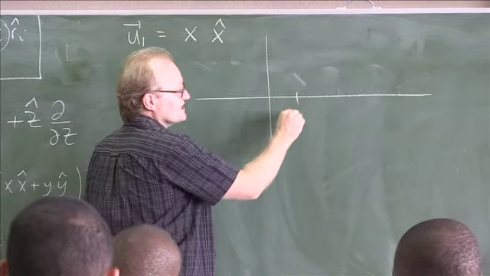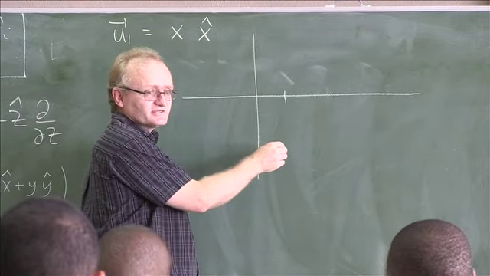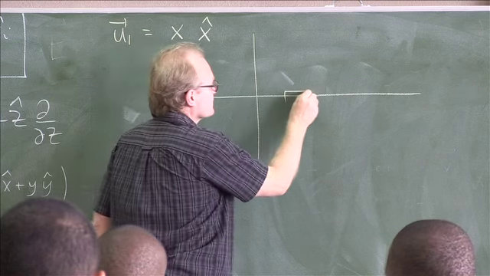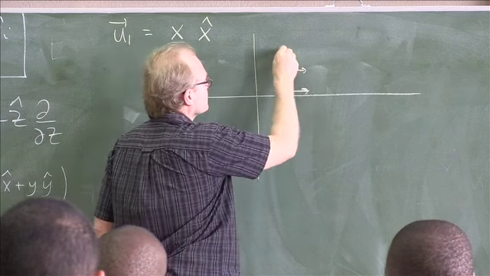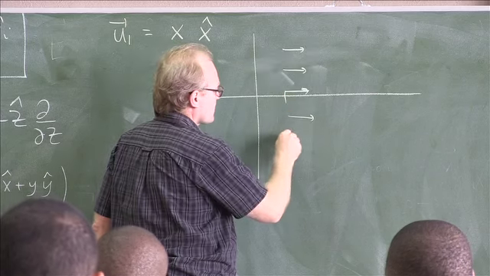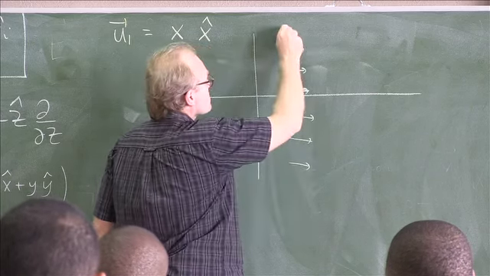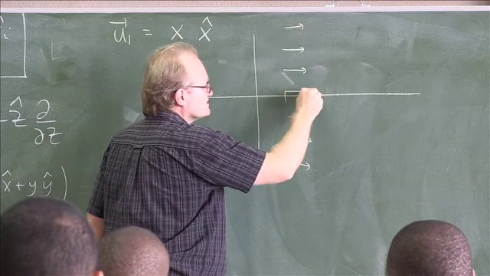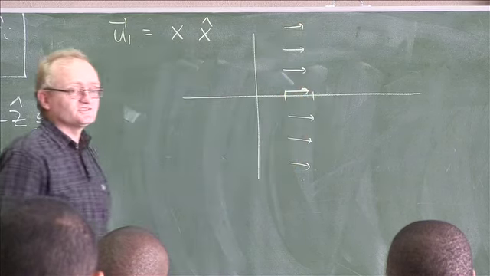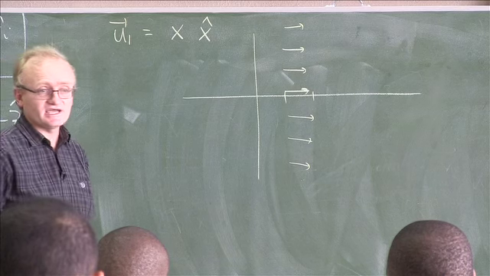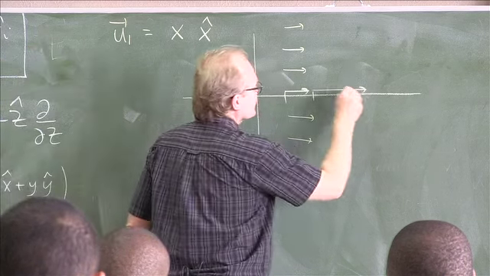On this line over here, where x is 1, what does the vector field look like? Length 1. On this line over here, where x is 2, what does the vector field look like? Length 2.